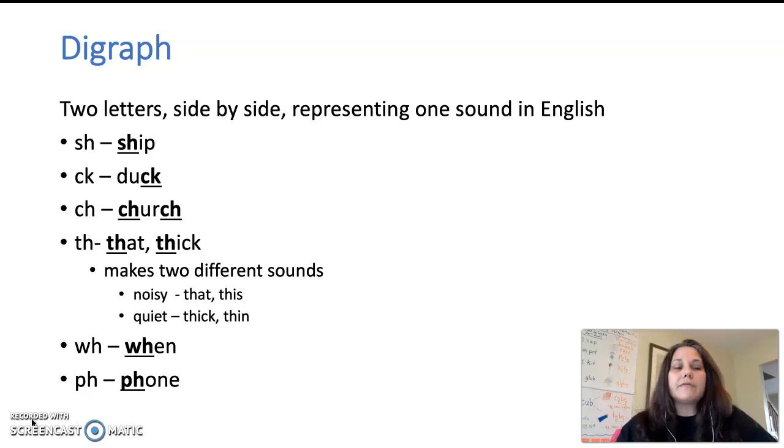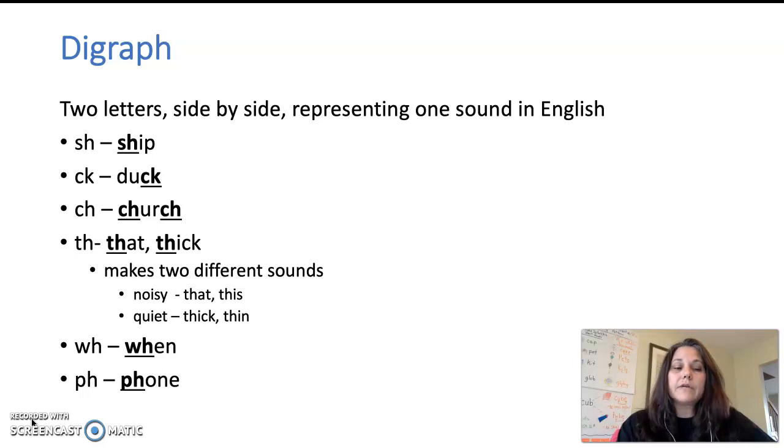Next we have the digraph TH. TH makes 2 different sounds, the noisy TH sound and the quiet TH sound. So if you put your fingers on your vocal cords and say that and this, your tongue and your throat will vibrate. Whereas when you say thick and thin, neither your tongue nor your throat vibrate and it is quiet.